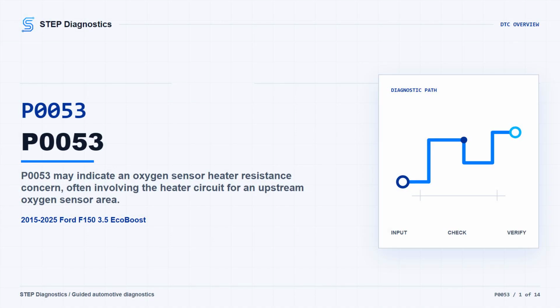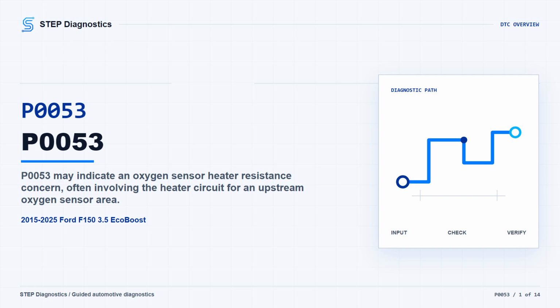On this F150 with the 3.5 EcoBoost, P0053 may point to an oxygen sensor heater resistance concern. The truck may drive normally, or it may turn on the check engine light and affect emissions monitor operation. Broadly, you're thinking about a possible heater side sensor issue, connector or terminal trouble, wiring damage, power, ground, or the control side of the circuit. For this episode, the path is a routing and basic electrical check approach.